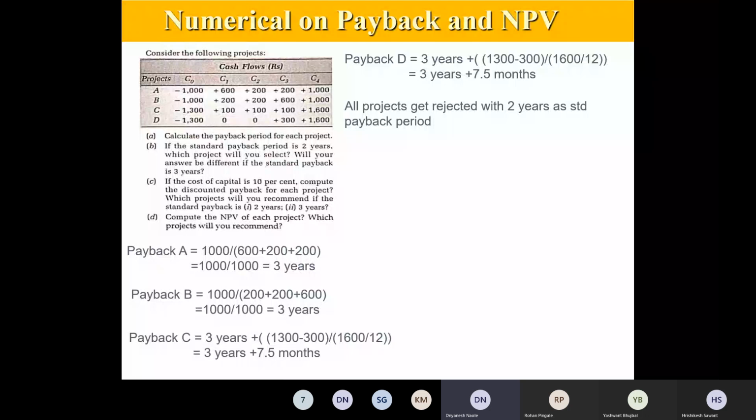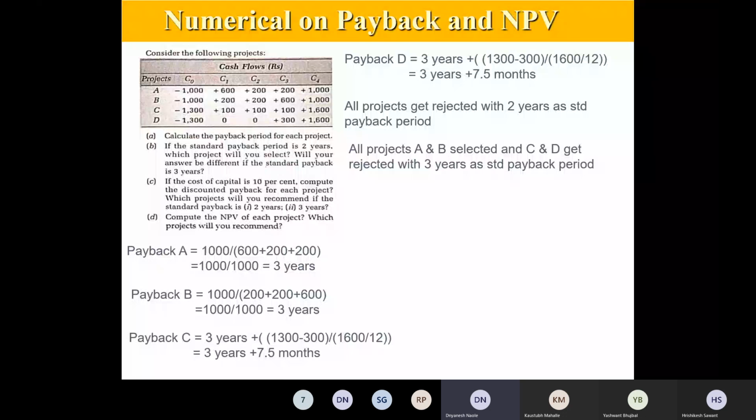Now the second statement in point B is, will your answer be different if the standard payback is 3 years? If the standard payback is increased from 2 to 3 years, which projects will you select? Between A and B. Either A or B will be selected, C and D will be rejected. I hope now the things are clear. It's not very difficult. Yes, sir. Now the second point C is, if the cost of capital is 10%, that is opportunity cost of capital, compute the discounted payback for each project.